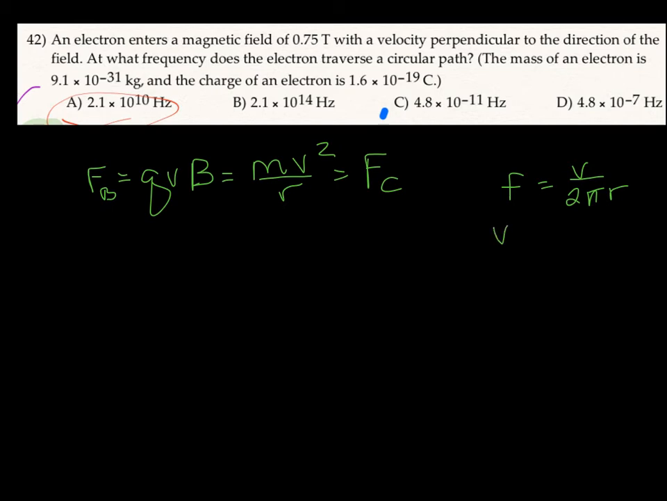So our velocity is going to be 2 pi r f. So all we did was rearrange this equation so it said velocity equals. Okay, and we know that one of these velocities in our equation here is going to cancel out. So this equation is going to become QB equals mv over r. So see how we said here our velocity is 2 pi rf, right?